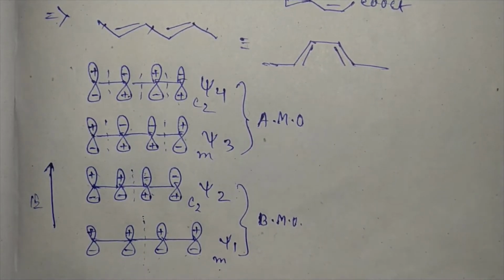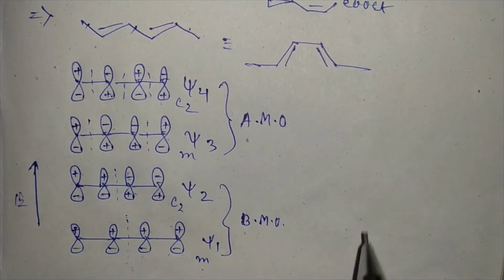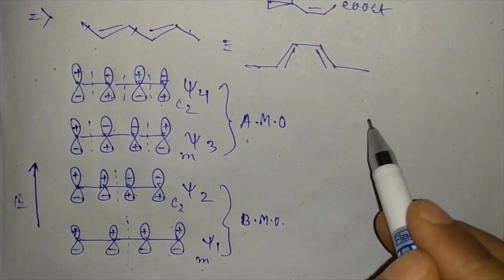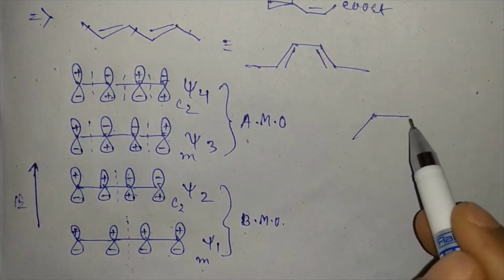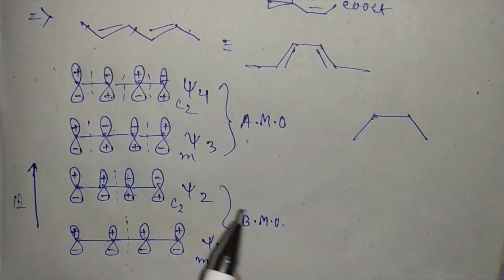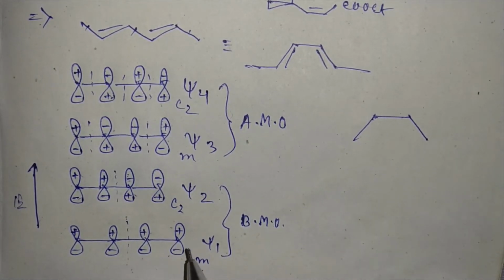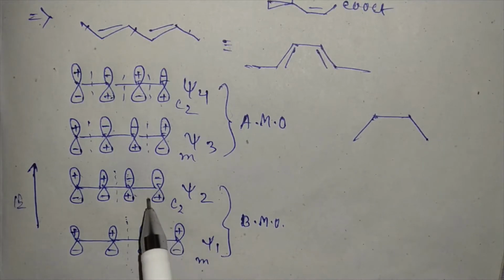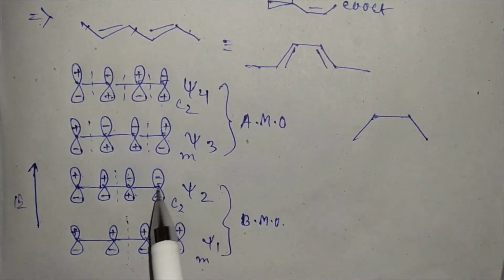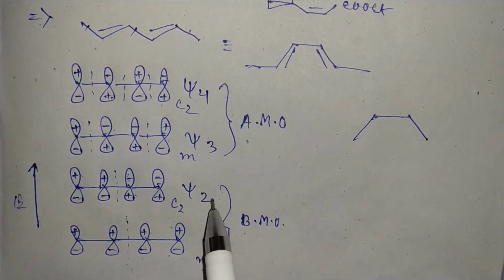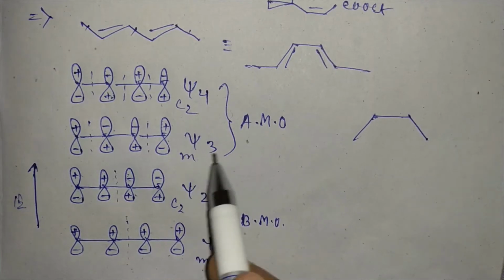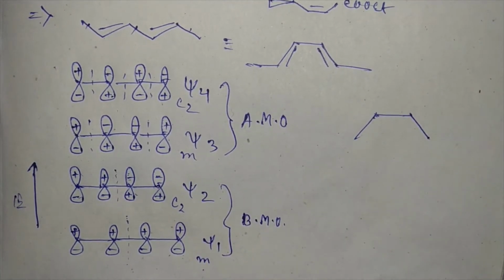Now we have to see here, we can represent this. Now if the reaction occurs in thermal condition, then psi 2 will be HOMO. This will be the HOMO. Whereas if the reaction occurs in photochemical condition, psi 3 will be the HOMO.